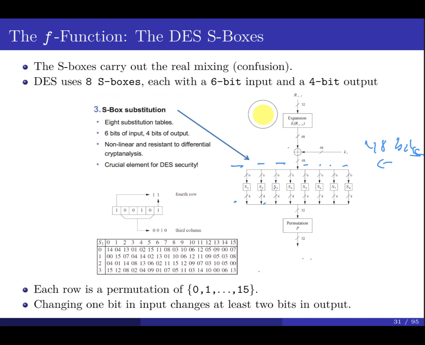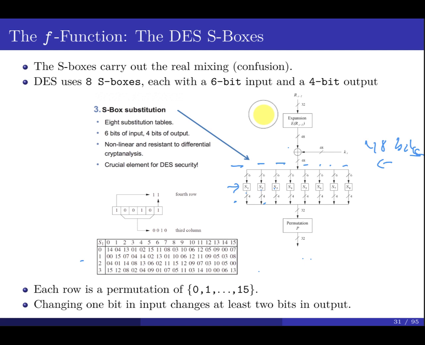Each 6 bits is going to be applied based on a specific substitution table in order to produce the result. So you have 6 bits at input, you apply this table, and they're going to produce 4 bits at output. Clear? Good. Let's have an example.